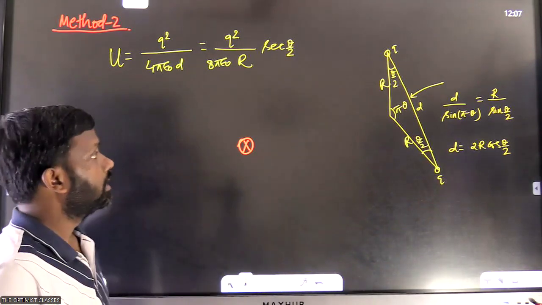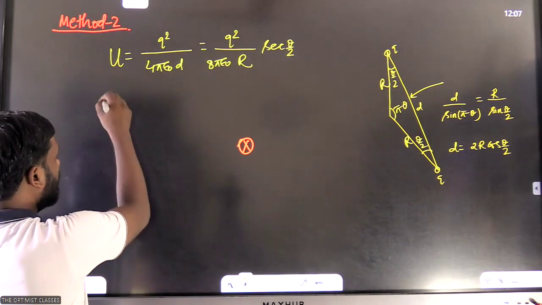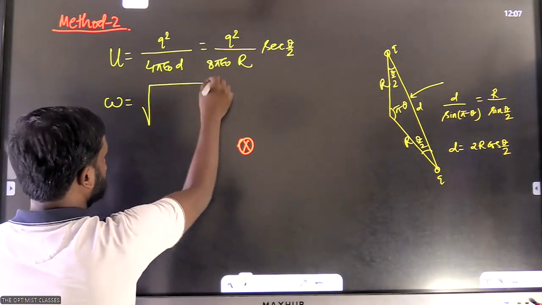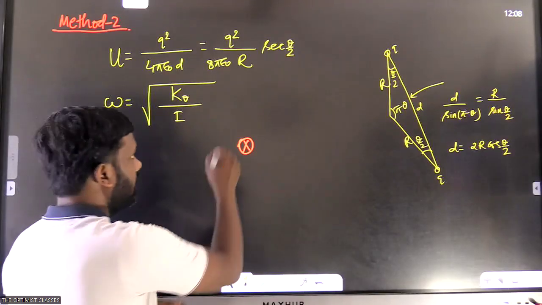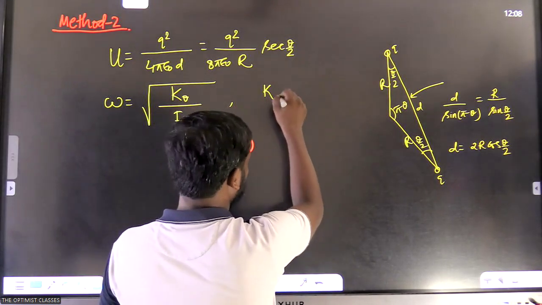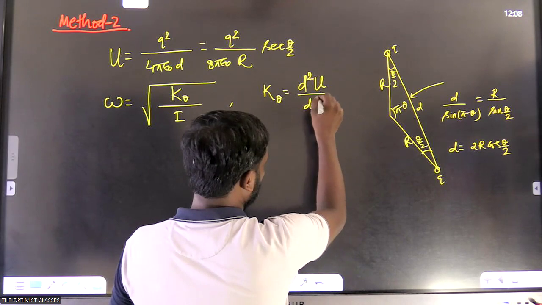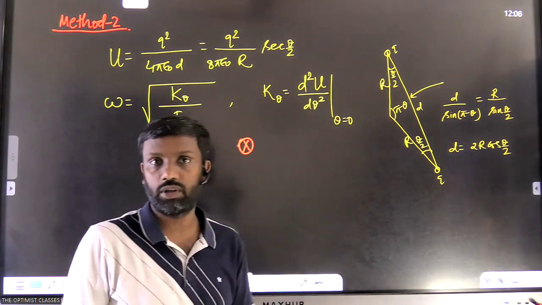All right. Now, we have gotten the interaction potential energy. If you know the interaction potential energy, then angular frequency is written like this: root of K theta divided by moment of inertia, where K theta is the second derivative of potential energy at the equilibrium position, which is theta equal to 0 here. Theta equal to 0 is the equilibrium position.